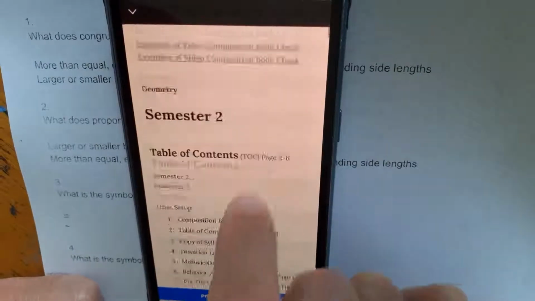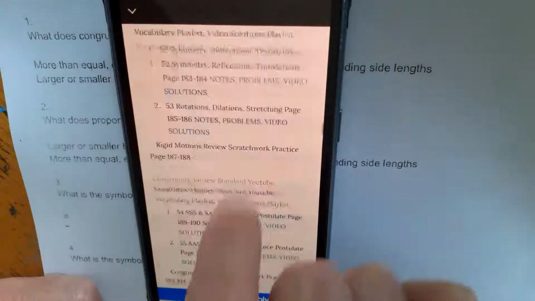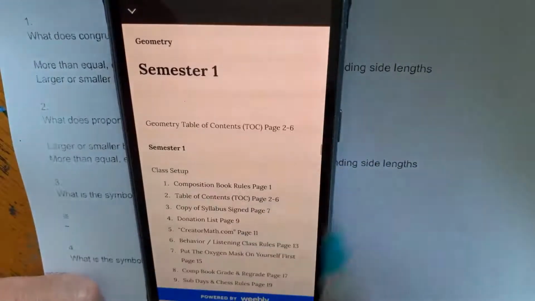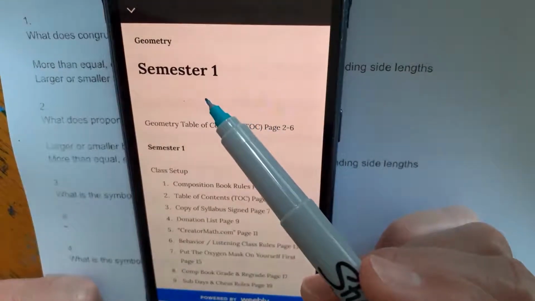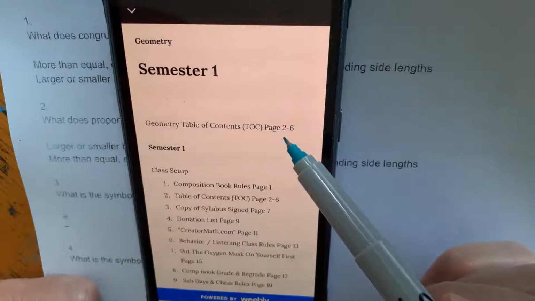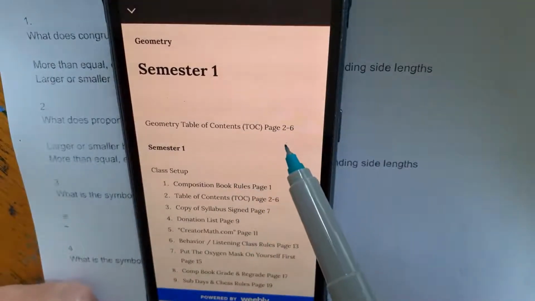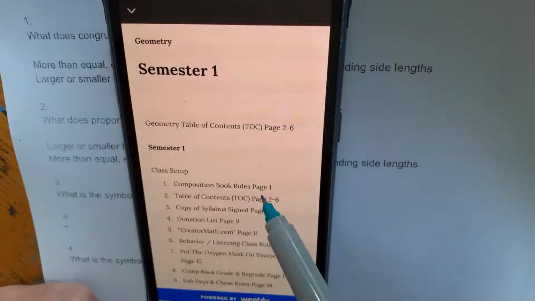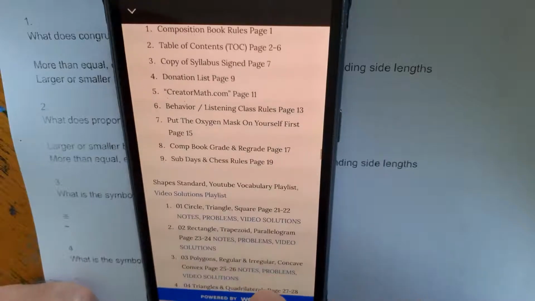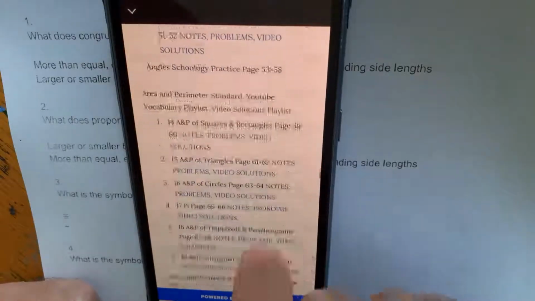I'm going to scroll down to the semester of this video. So this one says semester 1, that's the one for this video. It says table of contents. This goes on pages 2 through 6 of your composition book. If you haven't written all this table of contents in there, it's about 3.5 pages long, then stop what you're doing now and do it. Why? Because it's got all of the page numbers for the entire semester. Now you're going to know where to put all of the different notes that we take all the way through the semester.